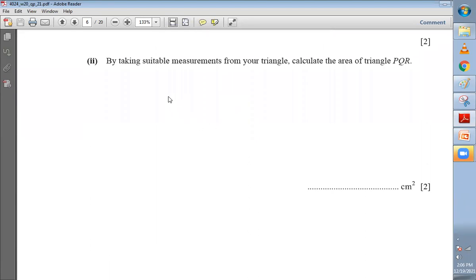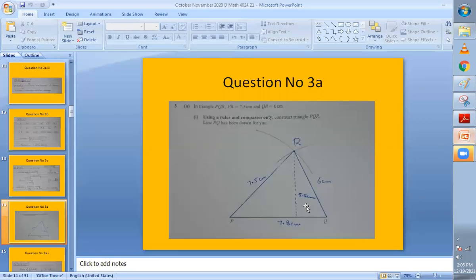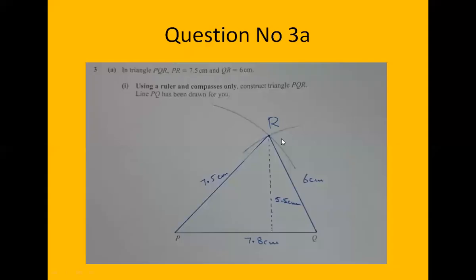Then he says, by taking suitable measurements from your triangle, calculate the area of the triangle PQR. So I want to find out the area of the triangle PQR. Let me show you how this is done. Okay, so I will find this height. This line is making 90 degree. Make sure this makes 90-degree angle. With the help of this rule, I will measure what is this length. This is the height of that triangle, and that dotted line should be perpendicular with the PQ.